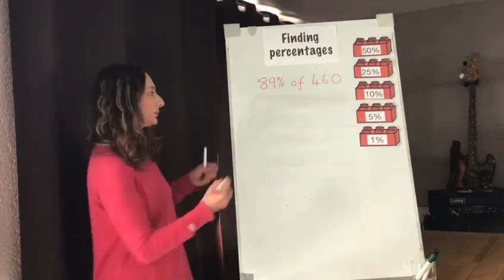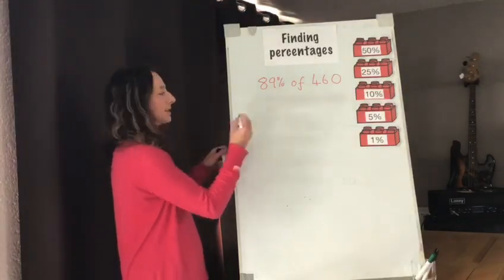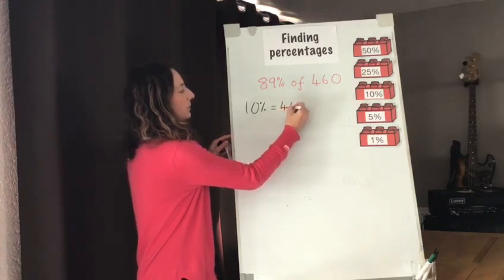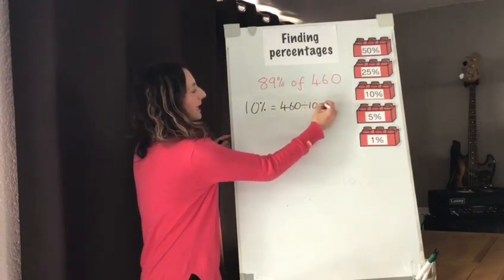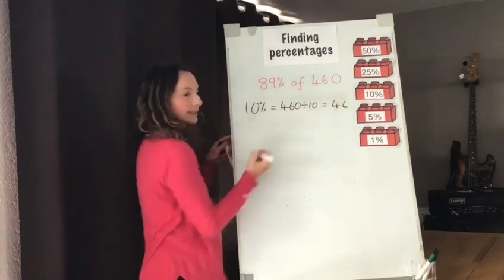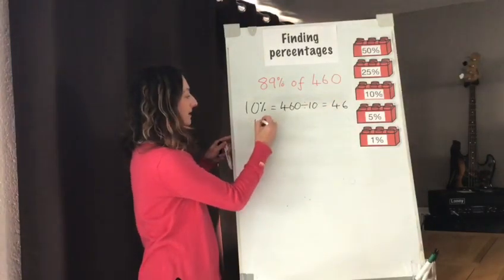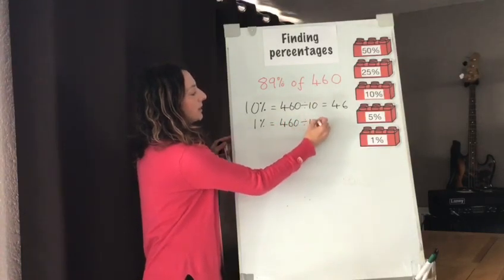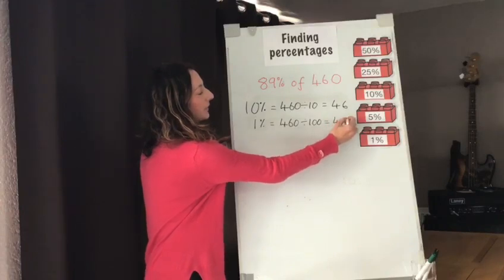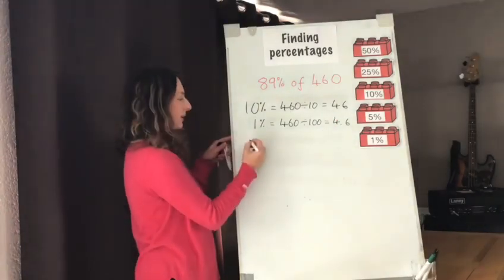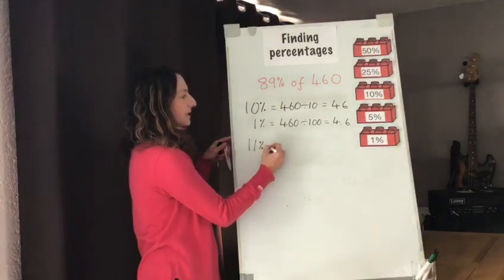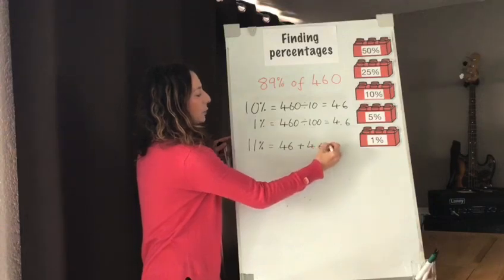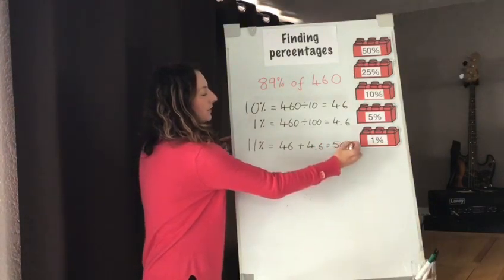So let's have a go. To find 10%, remember we divide by 10. So we're going to do 460 divided by 10, which gives 46. We then need to find 1%. To find 1%, we're going to divide it by 100, move it 2 places to the right. That gives us 4.6. So to find our 11%, we need to add those two together. 46, add 4.6, which gives us 50.6.